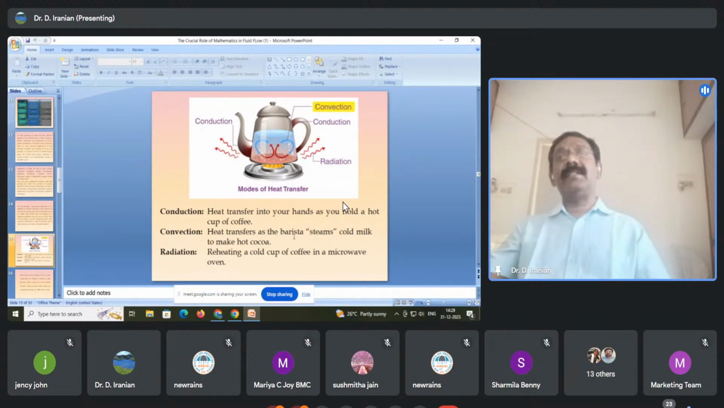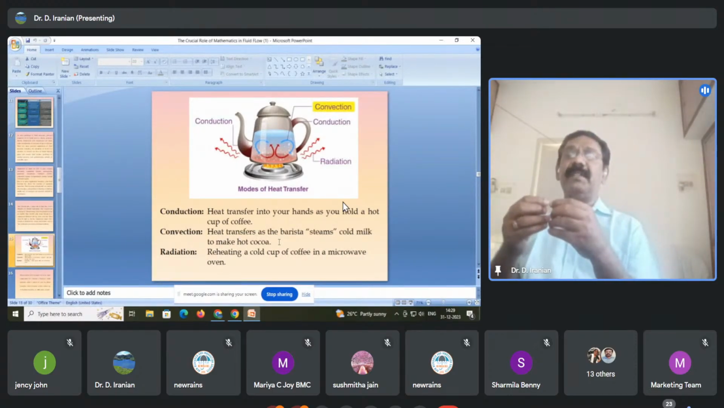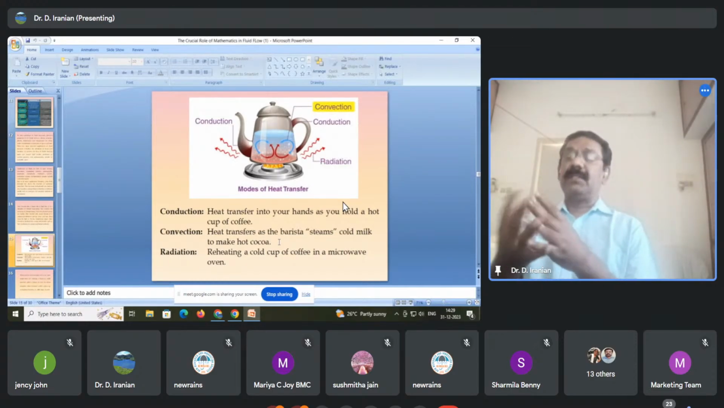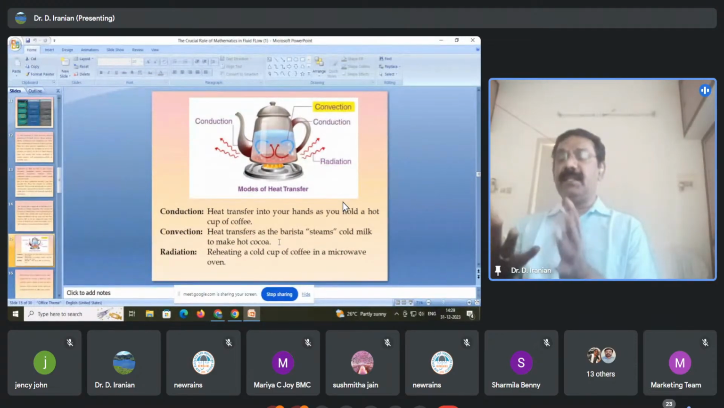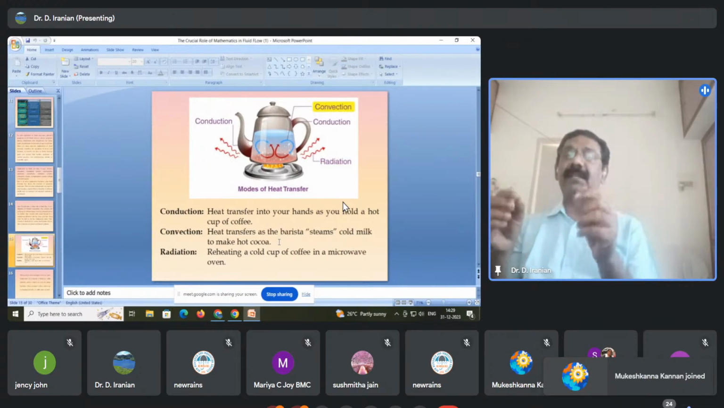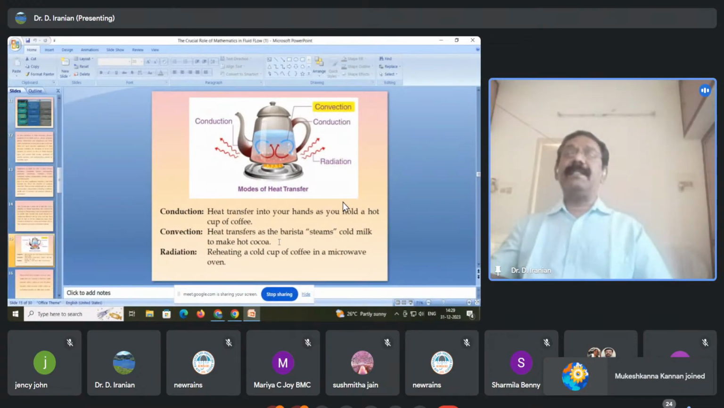Okay, and then convection. Heat transfers as a barista steams cold milk to make a hot cocoa. So convection means particle by particle, the heat is moving through that vessel. Suppose we are heating water in the vessel, it will not get heat immediately. It will take some time. So the particles of that vessel, one by one, are getting heated. That is actually called convection.